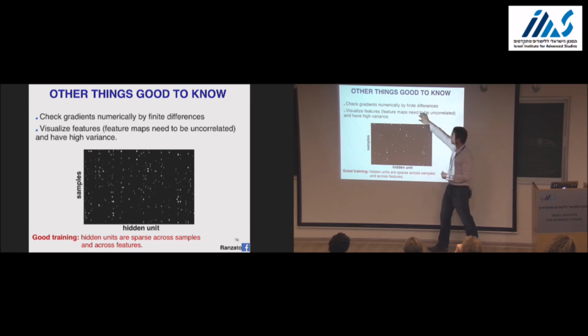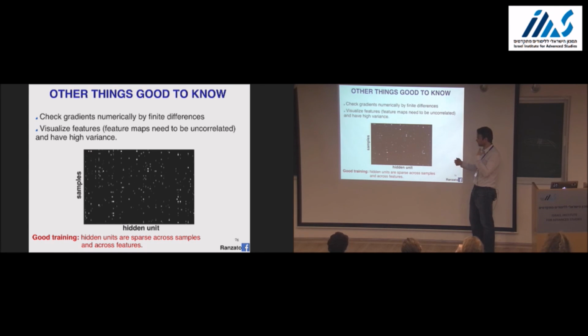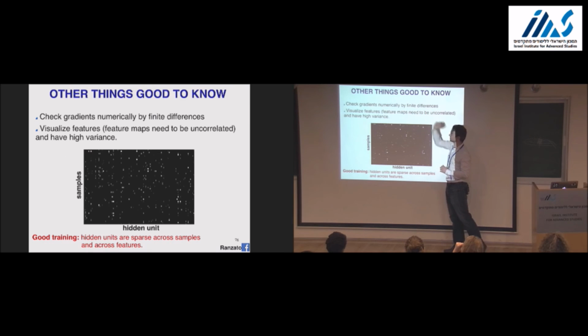Most of the modern deep learning packages hide this from you. The backprop operation is automatically built in along with the forward prop, so you don't have to worry about this. But if you're implementing a new module, a new type of layer, you should definitely do this. And you definitely want to visualize the units.